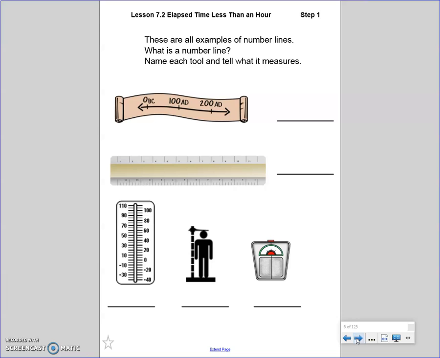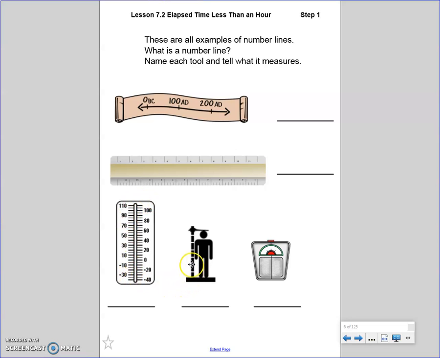We used number lines when we rounded numbers, and we used number lines when we solved repeated addition story problems. Some other places in life where we might see a number line would be a timeline, like this one that shows time from 0 BC to 200 AD. Or a ruler would be another example of a number line. A thermometer that shows what temperature something is.